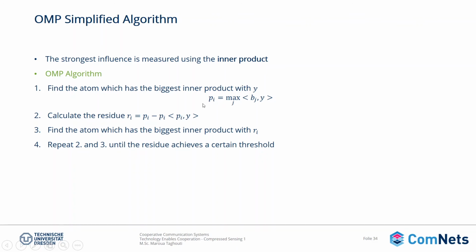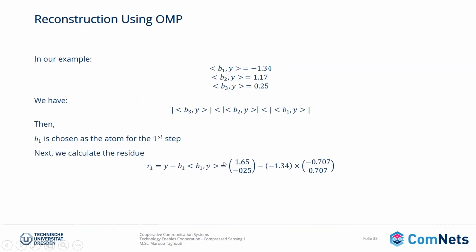Based on what we obtain, we calculate the residue using the following formula, and then we find the atom which has the biggest inner product with Ri. So here in the beginning we started with Y, this is our initialization. Then we substitute the Y with whatever Ri that I had, and I will iteratively go in the loop of 2 and 3. I will have to repeat until the residue achieves a certain threshold.